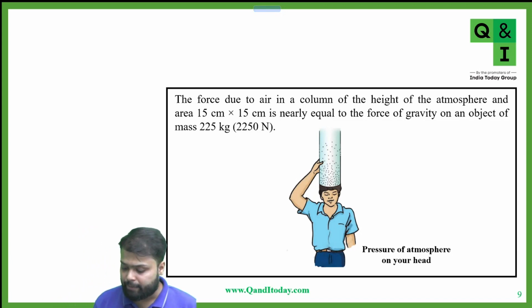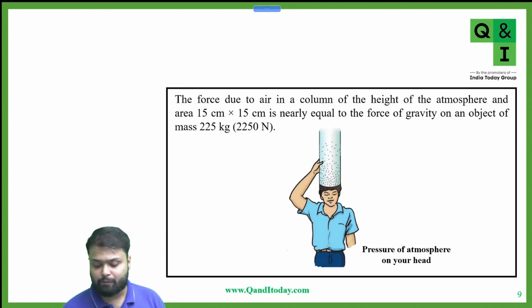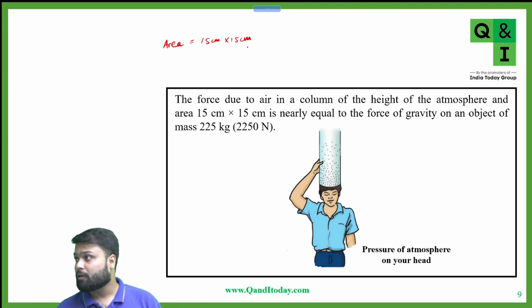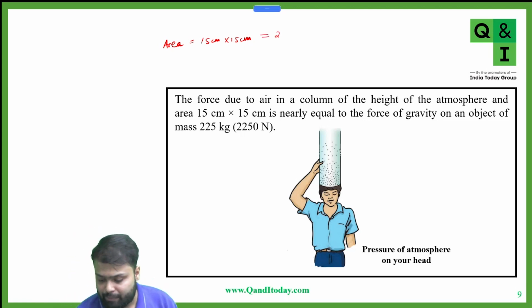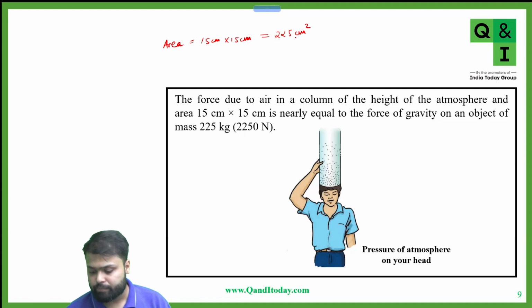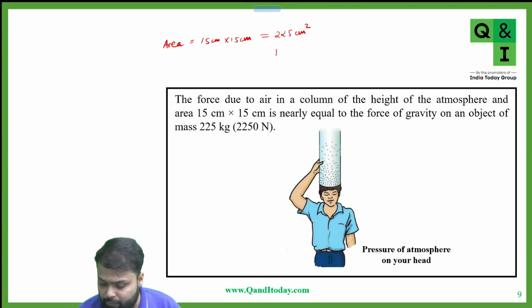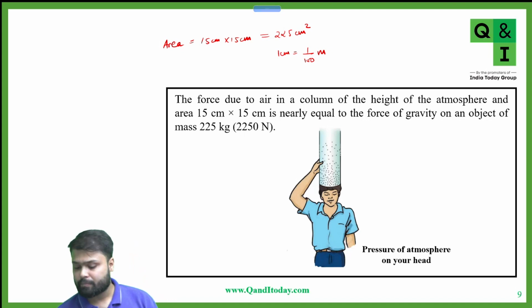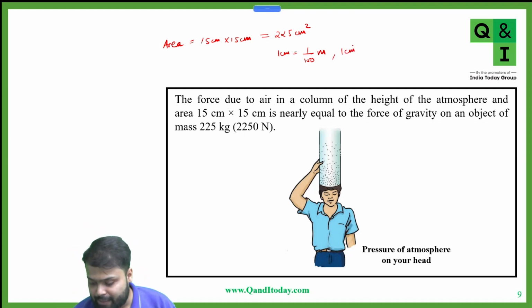Now you can understand here. Suppose the area of my head is 15 into 15 centimeter. Now what is 15 into 15? It is equal to 225 centimeter square. Now we also know that 1 centimeter is equal to 1 by 100 meter. So can we say that 1 centimeter square is equal to 1 by 100 into 1 by 100 meter square?